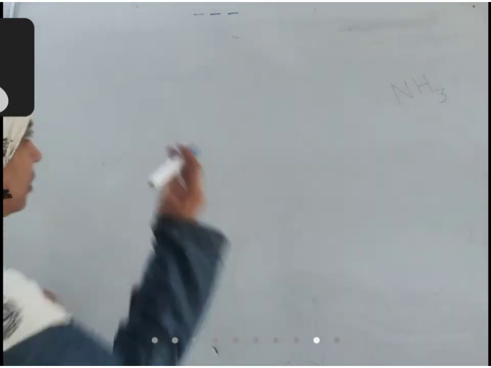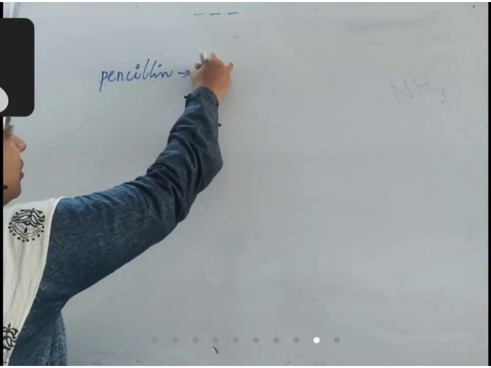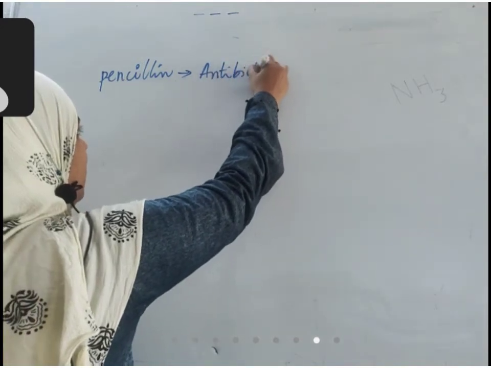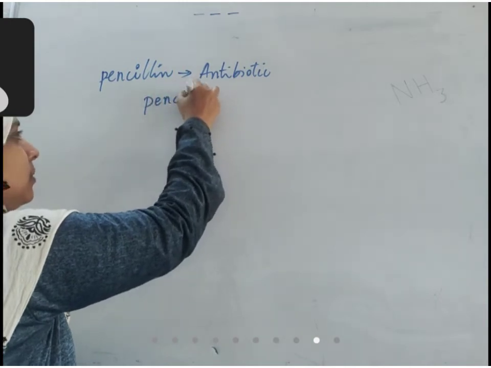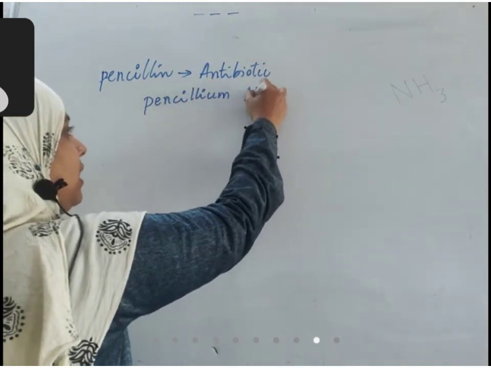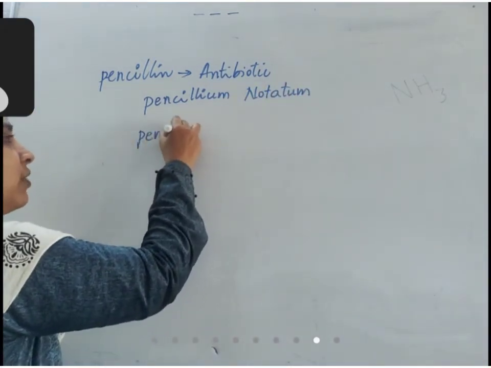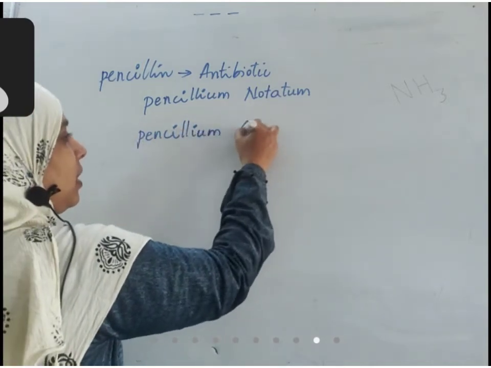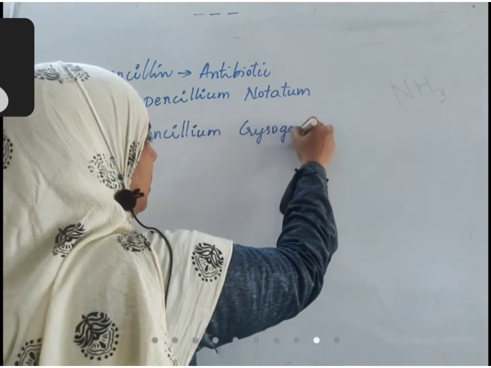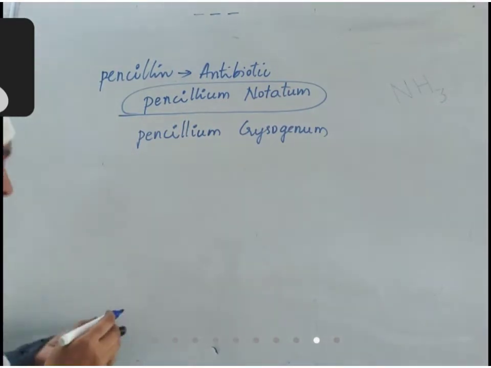So we'll see how penicillin discovery is done. Penicillin is an antibiotic that is obtained from Penicillium notatum. This is a fungus. Nowadays, it is also obtained from Penicillium chrysogenum. But initially, its discovery was done from Penicillium notatum only.